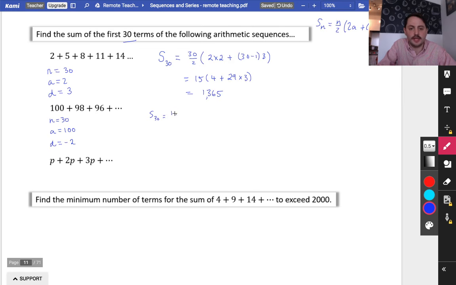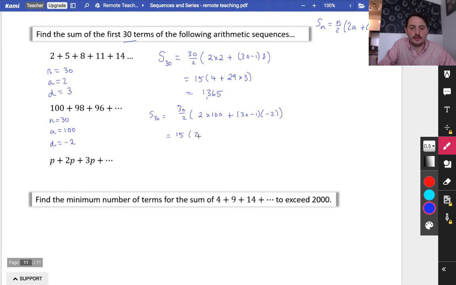So it's going to be n over 2 and then you've got 2a plus n minus 1 multiplied by the common difference, which is minus 2. So just be careful with any of your negatives and things you've got here.